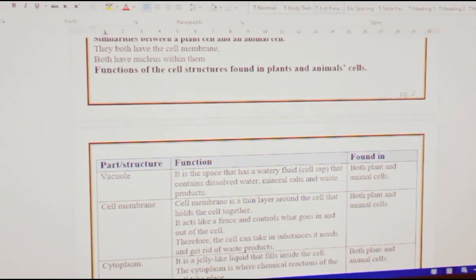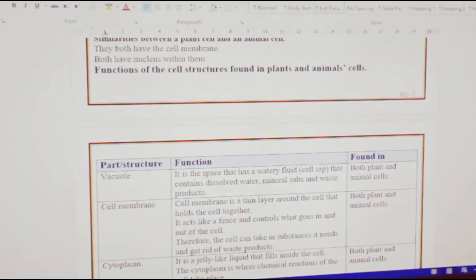Let's go to the cell membrane. The cell membrane is a thin layer around the cell that holds the cell together. Therefore, the cell can take in substances it needs and get rid of waste products. It takes out the waste and takes in what is important to the cell.